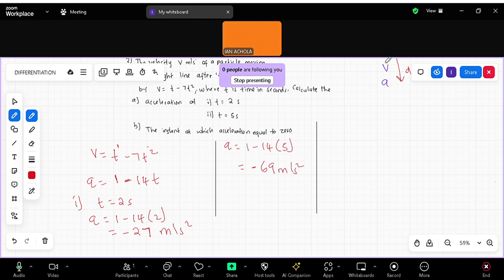Coming to part B, the instant at which the acceleration is equal to 0. So acceleration is equal to 0. So the acceleration function, which is 1 minus 14t, we equate it to 0. So we are going to have negative 14 crossing the equal sign. This negative 14 becomes 14 on the other side. So we got 14t equal to 1. So for the value of t, we divide both sides by 14. So t equal to 1 over 14 seconds.